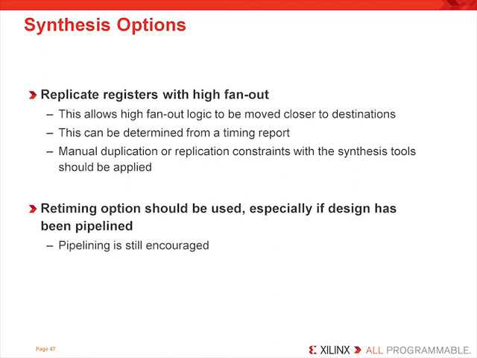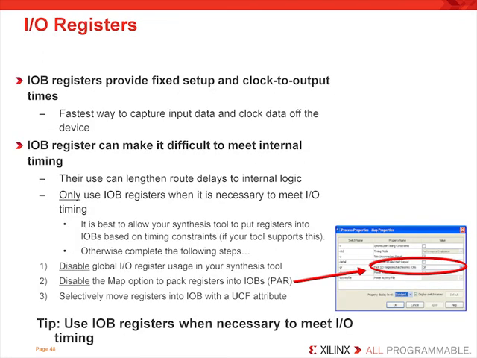The retiming option allows the tools to move registers forward or backward in a data path. It is still recommended. The use of the IOB registers has always been to clock data in and off chip as fast as possible. However, no one has ever really talked about if it has any impact on internal performance. Well, it can, but it will depend on a few things.